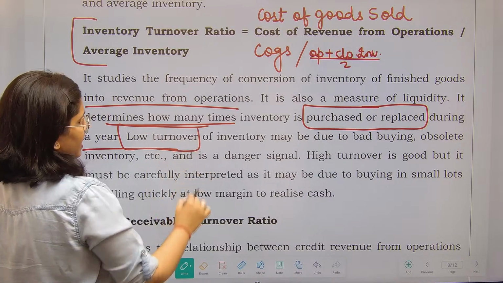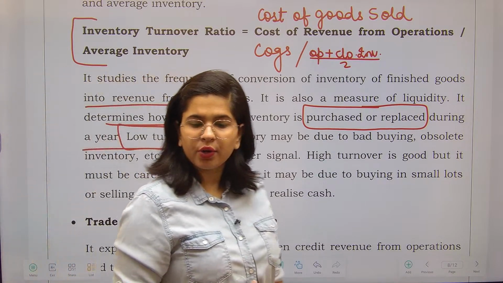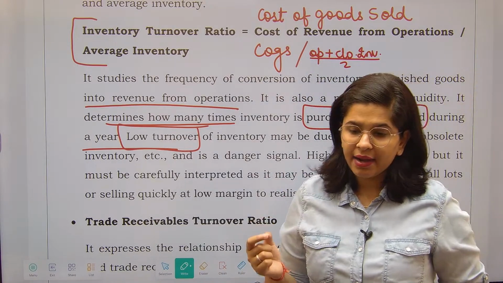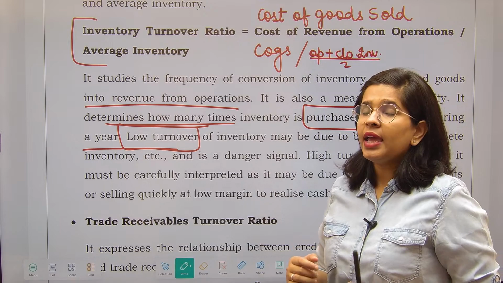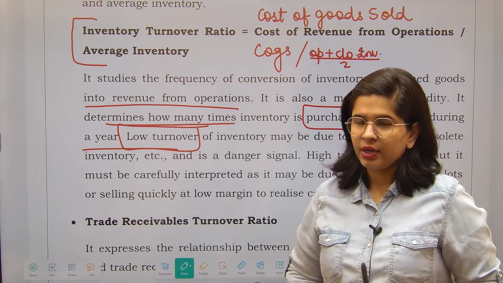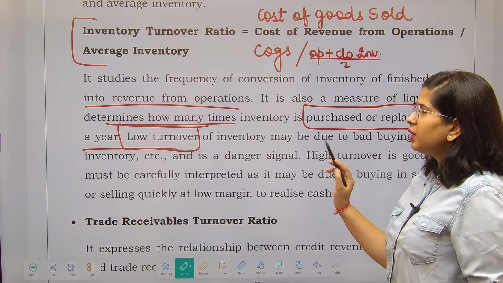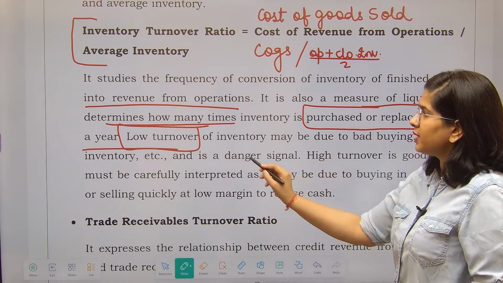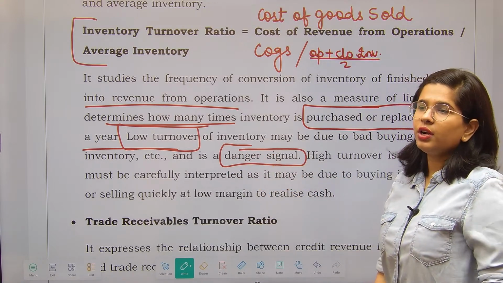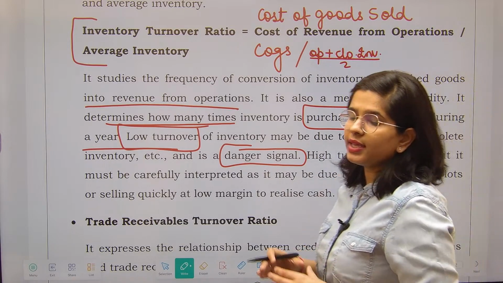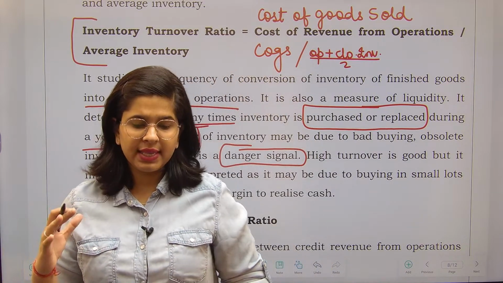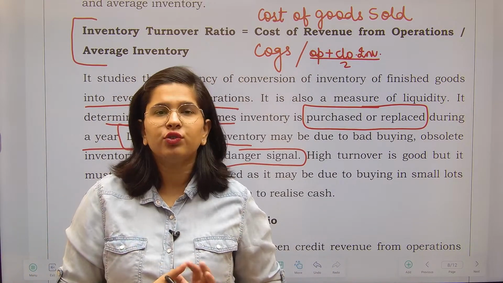Now, I always tell you, yesterday's lecture also I told you, that whenever you are reading ratios, please also understand whether a high ratio will be good or a low ratio will be good. Fine. Low turnover, what is it going to suggest to you? It is a danger signal. It is not a good signal. Having low turnover means your inventory is lying as it is. You are not able to do a good amount of sales. Your inventory is rotting in your godowns.